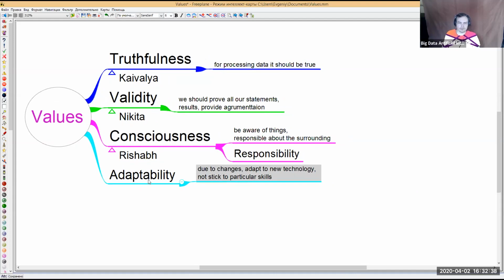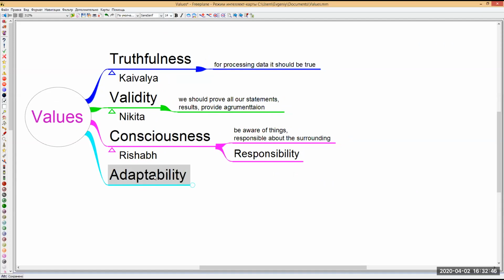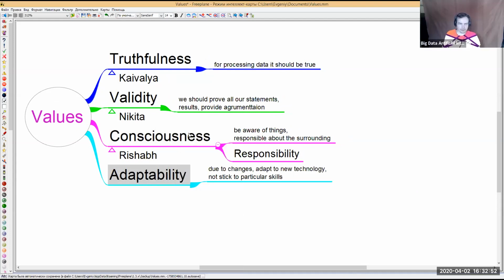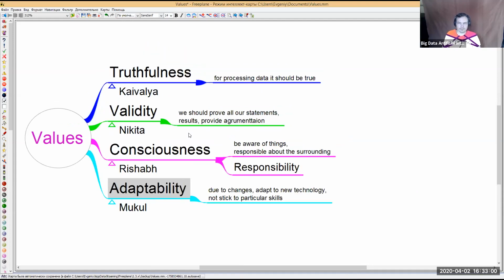Okay, check if correct. Okay. So some picture, suggest some picture. I'm looking for it.